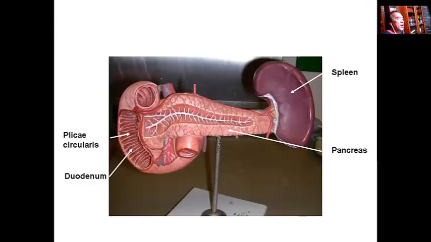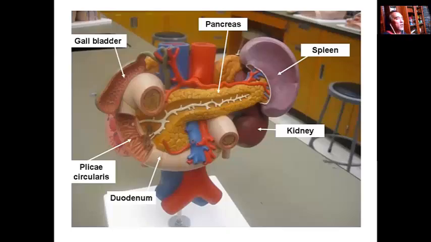Okay, now do you see the folds that are located in that duodenum? Those are called plicae circulares, or what we call circular folds. And the purpose of that is to increase absorptive surface. Now this one is the pancreas in relationship to the structures of the abdominal organs. Okay, so again, this is the connection of the stomach to the duodenum. Inside are the plicae circulares.